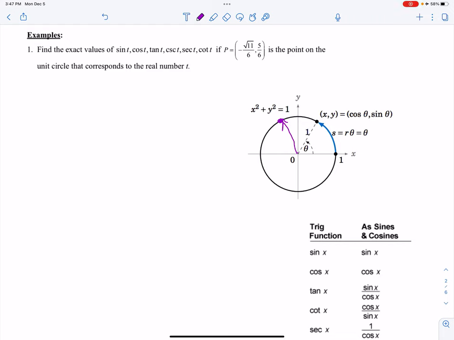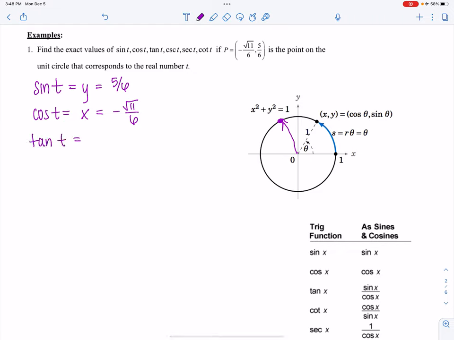So let's start with sine. What do we know about sine? Well, it would be the y value. So in this case, my y value is 5 over 6. And that's it. Cosine, moving on. What do I know about cosine? Well, it's my x value. And in this case, my x is negative root 11 over 6. So far, so good.